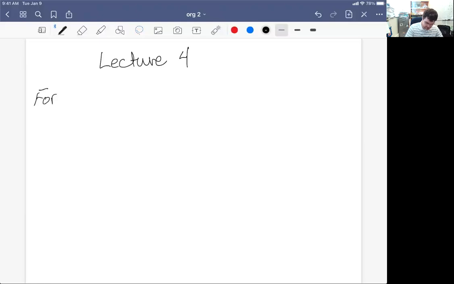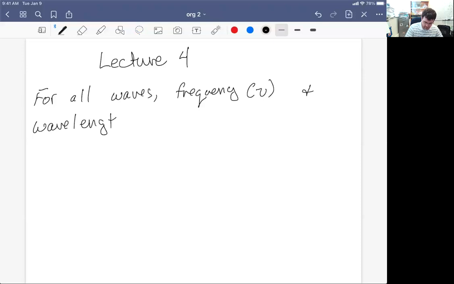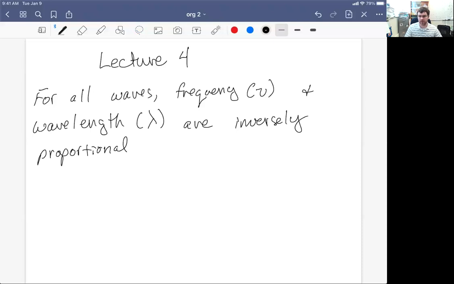For all waves, the frequency and wavelength, where frequency is labeled nu and wavelength is labeled with a lambda, are inversely related, or inversely proportional. We saw that last time. We looked at two examples, waves A and B, if you recall.